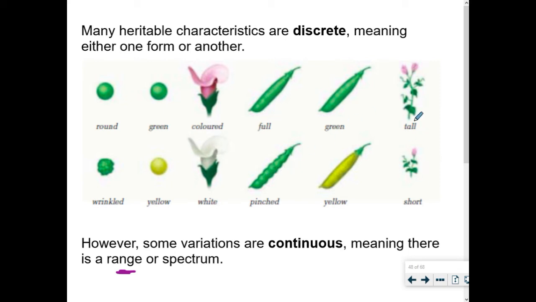But what about tall or short? Tall and short is kind of a range. There's a spectrum of things, right? Where there's an in-between. And if you have traits that have a spectrum to them, you'd call that continuous.